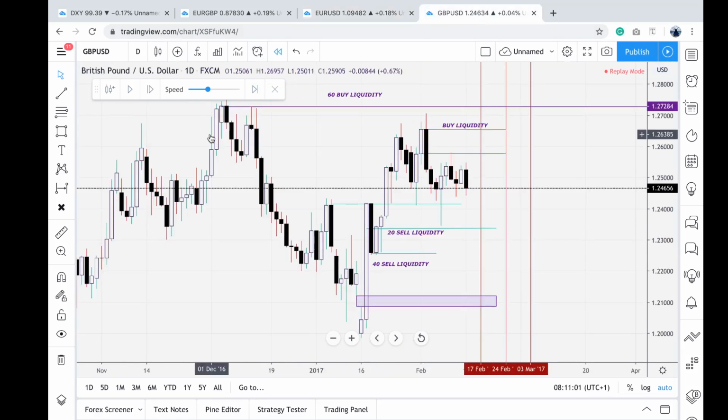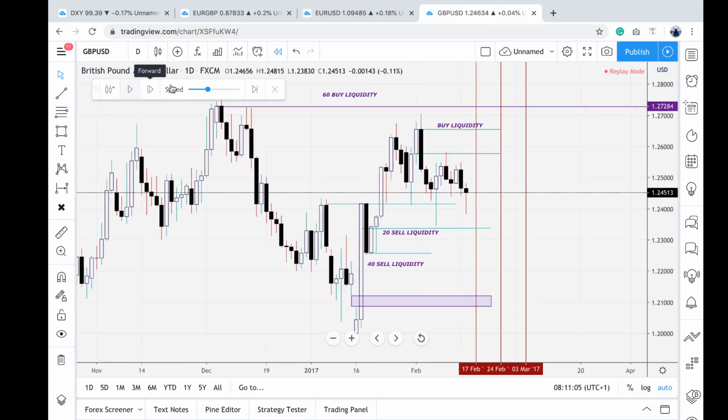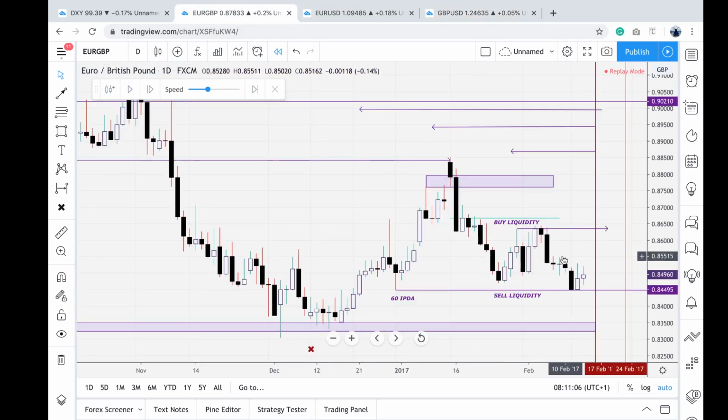GBPUSD, we're actually not trading this as I feel like we're going to be in a range for a while. So instead of this, perfect, EURUSD. Now let's see. EURUSD still, no, sorry, EURGBP. I'm still going to leave this.